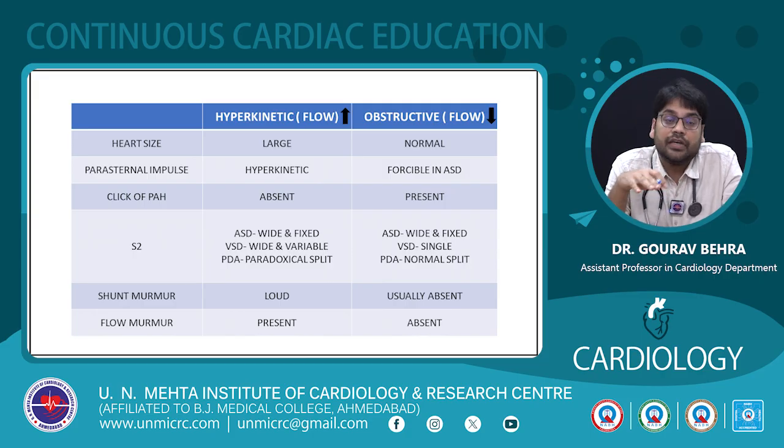In cases of ASD, you usually see a flow murmur. Young patients, 10, 20s, 15 to 20 years, coming to you with ASD usually have a flow murmur. That is a soft sign to diagnose a patient as having hyperkinetic PH, or that we need to intervene for that particular defect.